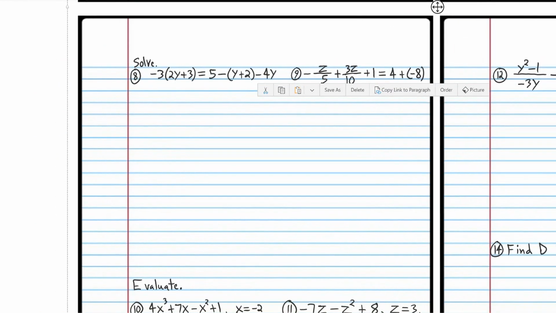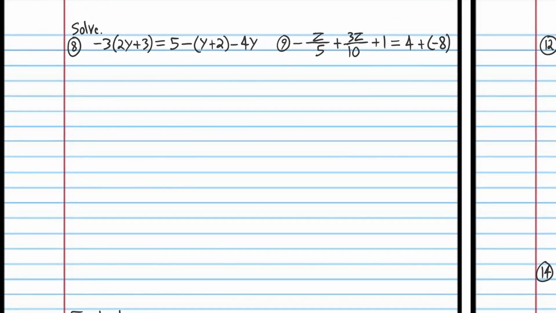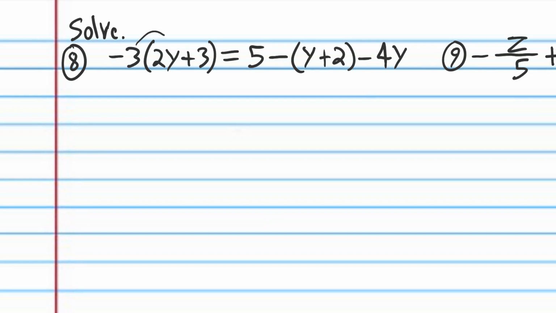All right, so on to number 8. We have an equation with parentheses. So remember, when you have an equation with parentheses, the first step is to get rid of the parentheses using the distributive rule. So we're going to multiply negative 3 times 2y and negative 3 times 3. Negative 3 times 2y is negative 6y. Negative 3 times 3 is negative 9.